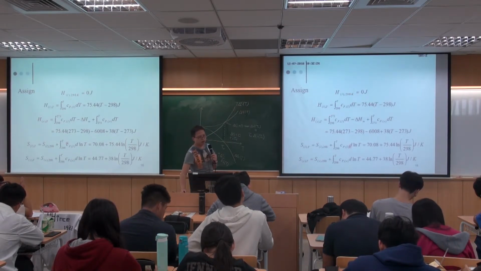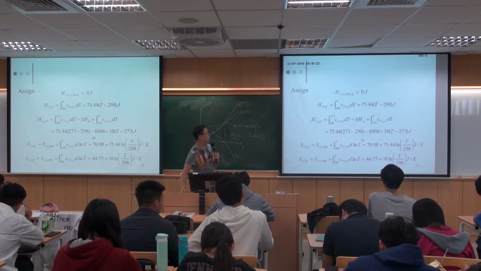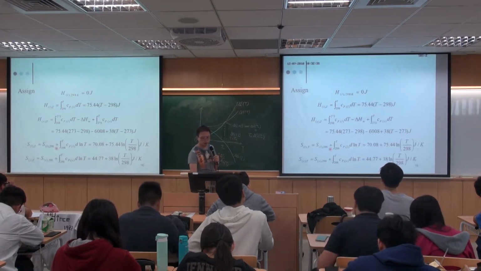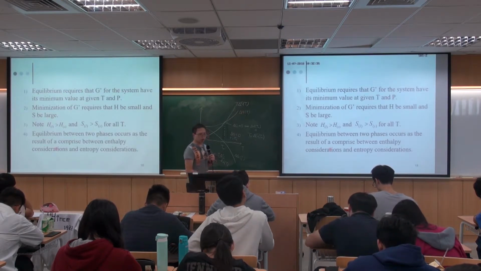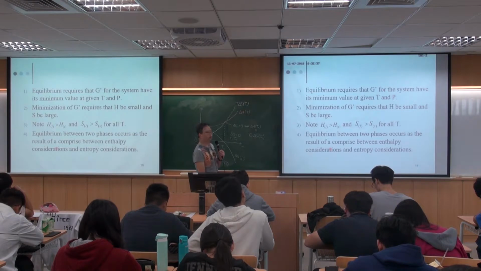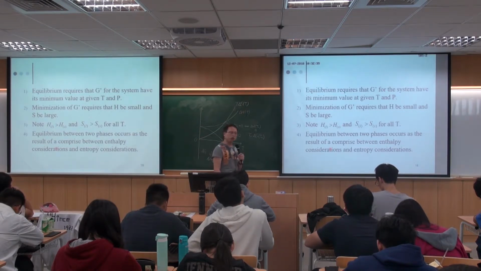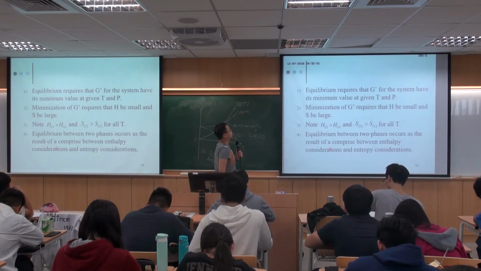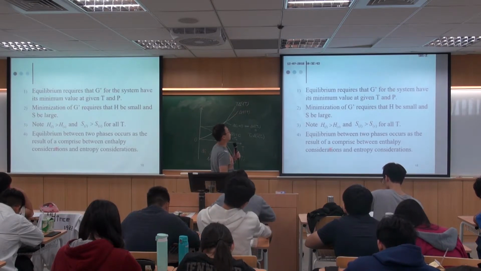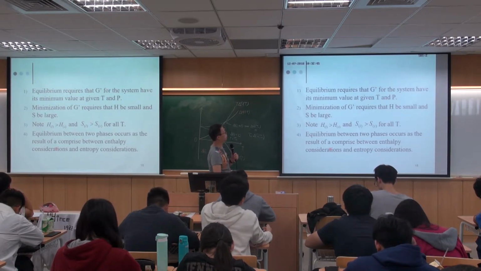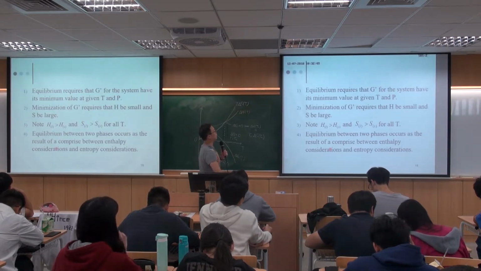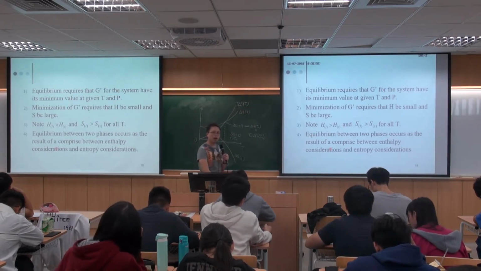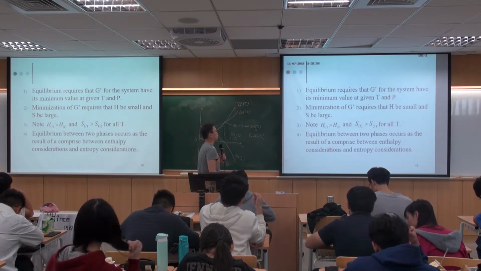But if you look at the calculation, it seems to be tedious, but it's actually not as complicated as what you went through in the midterm exam. Okay, so the equilibrium requires that G prime, if you're using the total Gibbs free energy again as your measure, of course you're using G prime instead of delta G. So if you're using G prime, it means that the G prime of a system has its minimum value at a given T and P.